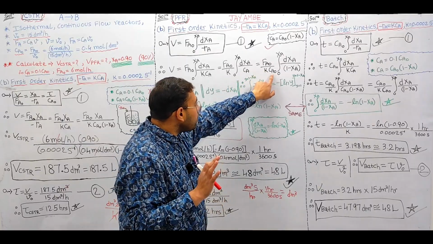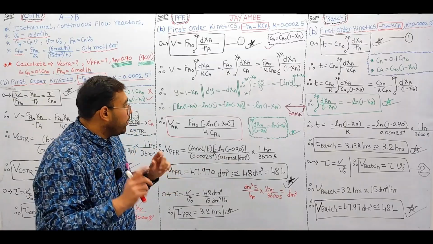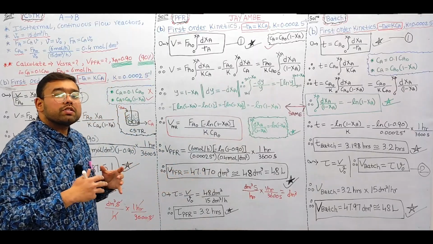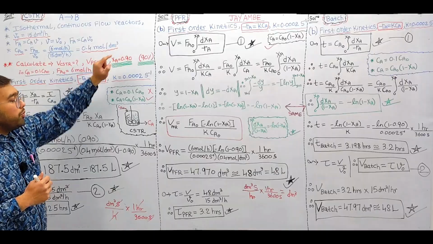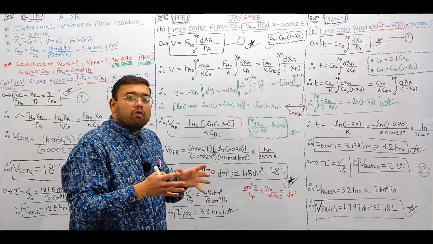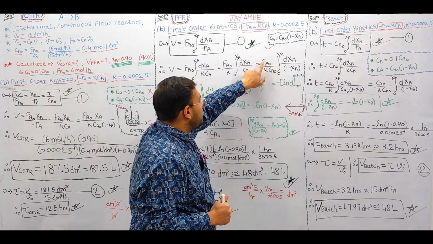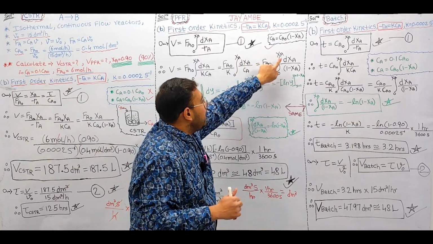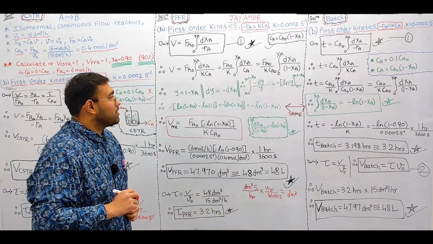And we are taking CA naught out of the integral. Why? Because CA naught represents the initial concentration of A. The initial concentration of A is equal to 0.4 moles per cubic decimeter, right, which is constant. Due to those reasons, we can take CA naught out of the integral, right? So we'll get this form of the equation, which is FA naught divided by K CA naught integration of 0 to XA dXA upon 1 minus XA, right? I hope you have understood.